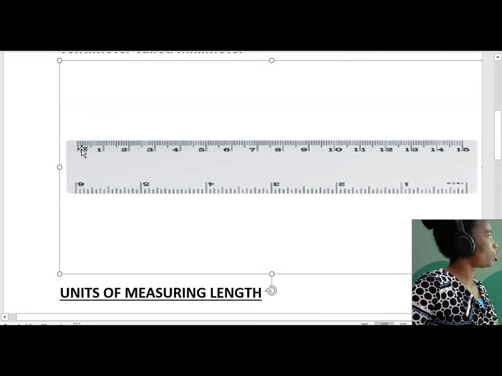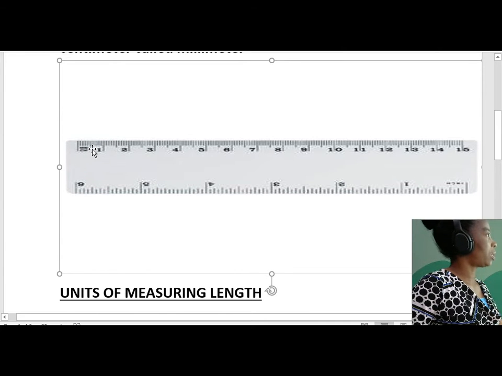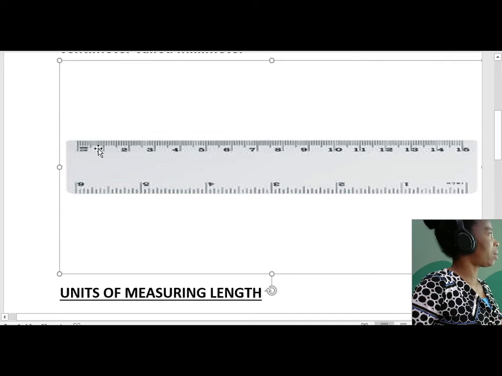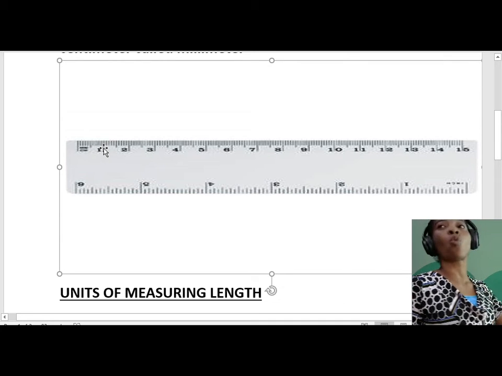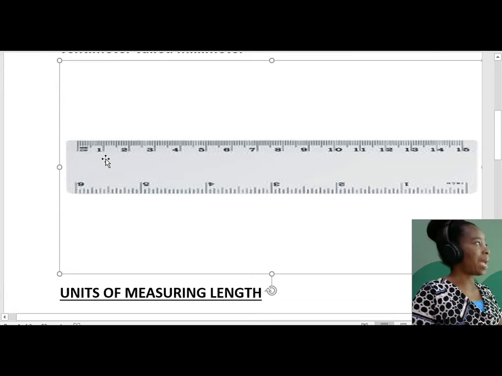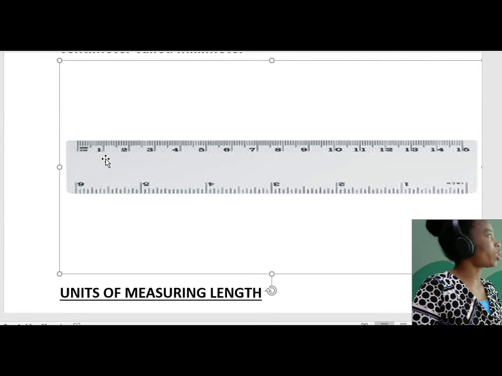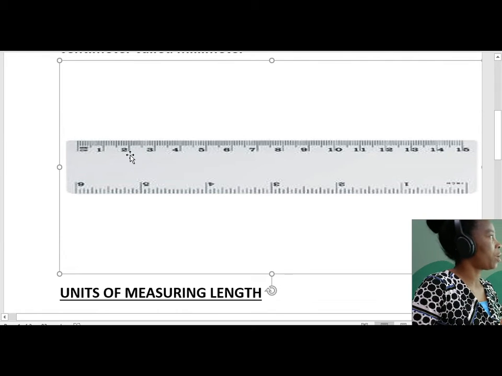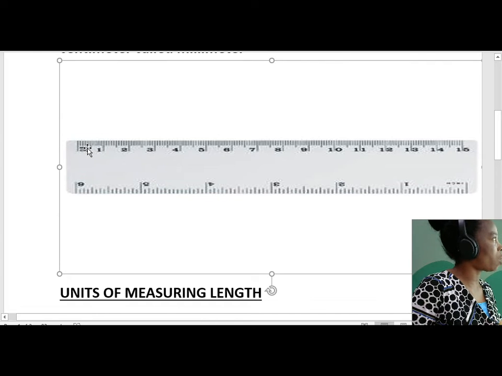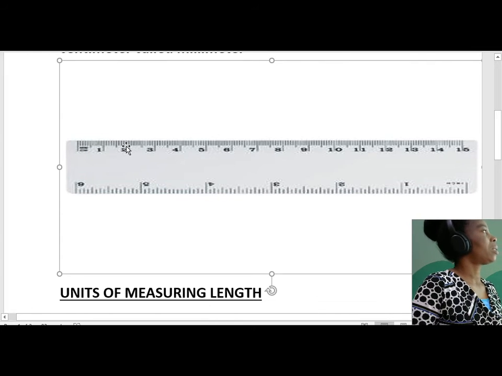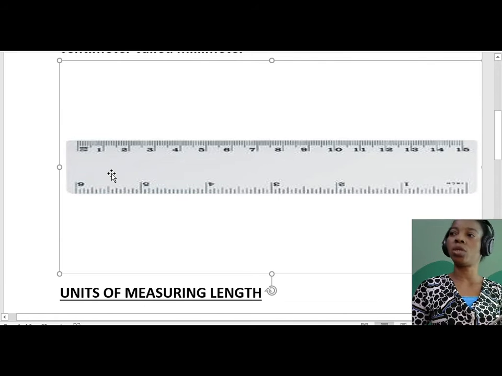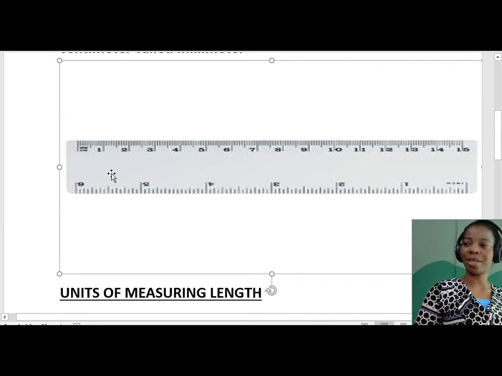1, 2, 3, 4, 5. You continue. 6, 7, 8, 9, and 10. And it gives 1. Meaning 10 millimeters make 1 centimeter. So for us to count 2 centimeters, if you are counting in millimeters, the smaller one, it will be 20. That will give us 2 centimeters. Hope you understand it, sweetheart.